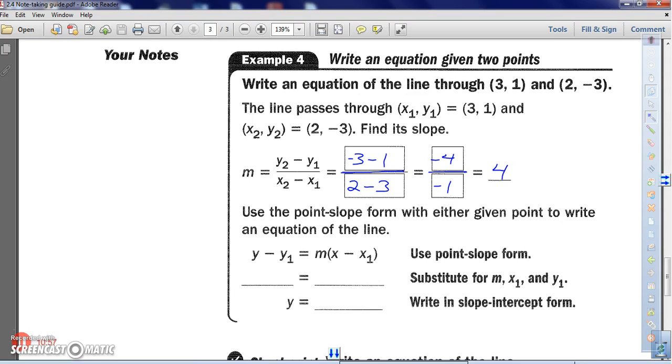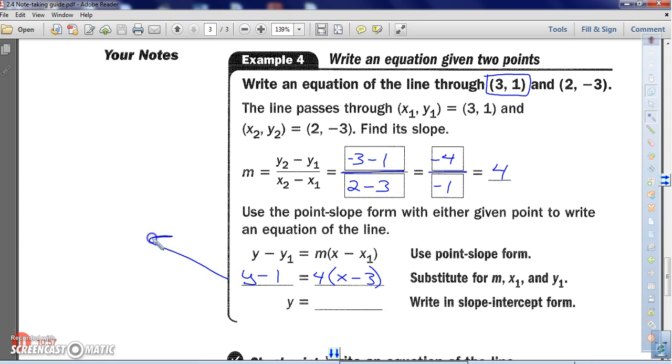Now, since I have 2 points that the line goes through this time, I need to pick one of them. It doesn't matter which one you pick. I'm just going to pick the first one. They're both on the line, so it really makes no difference. So we're going to say y minus y1, well that's going to be y take away 1, equals m, which is a 4, times the quantity x minus x1. Well, that would be 3. So that's how I would plug the numbers in. And now what I have to do is put it in slope-intercept form for the final answer.